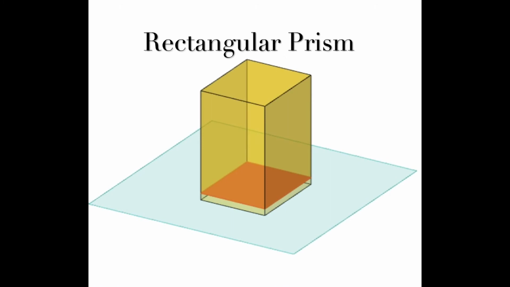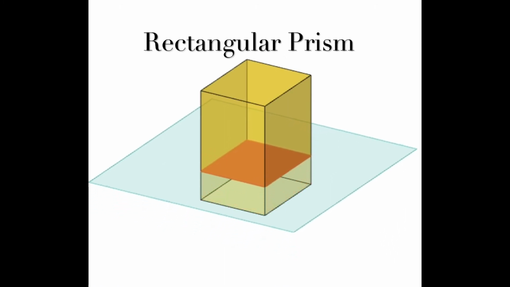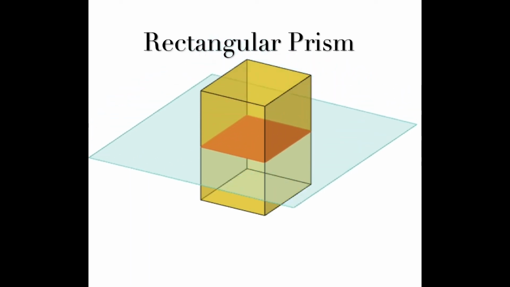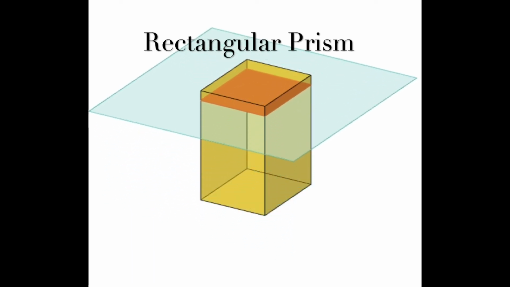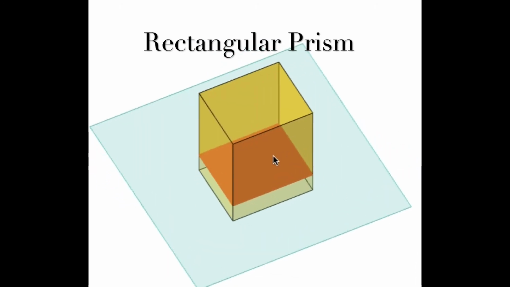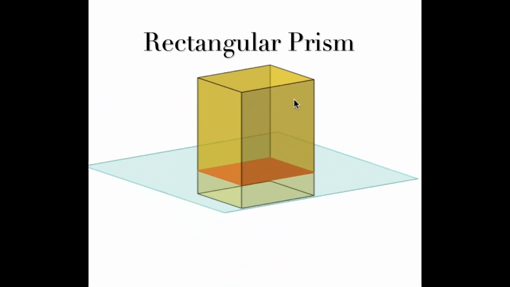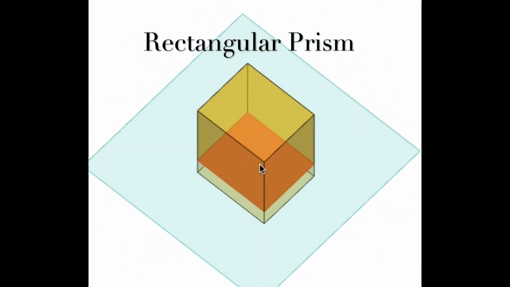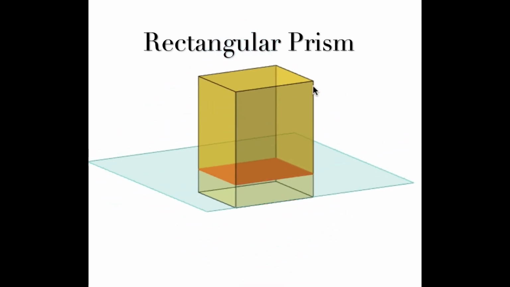You'll notice that here the base is a rectangle. It's a prism because the bottom is the same shape as the top. It does not change the whole way through the shape. We can also identify a rectangular prism by the number of faces, these flat sides, and edges, these kind of sharp edges here, like the edge of a knife, and the vertices, these points here. Imagine the tip of that knife.